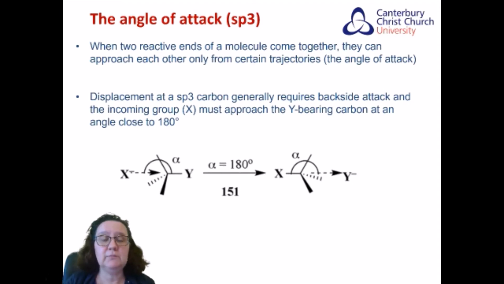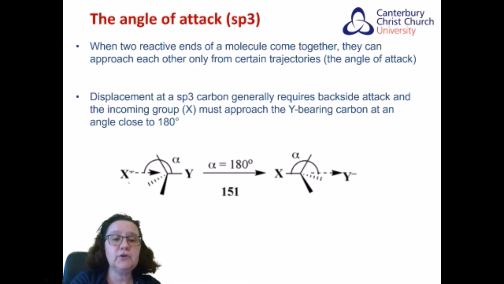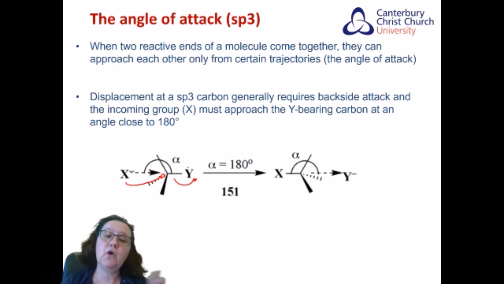attack of the incoming group with respect to the group that has the Y atom, the Y group, the leaving group. So the angle of attack is roughly 180 degrees. So here you have an example, your X group attacking this carbon, the Y group leaving, and the attack needs to be on the opposite side. The X needs to attack on the opposite side where the Y, the leaving group, is placed. So that gives you an angle of attack of 180 degrees, give or take.